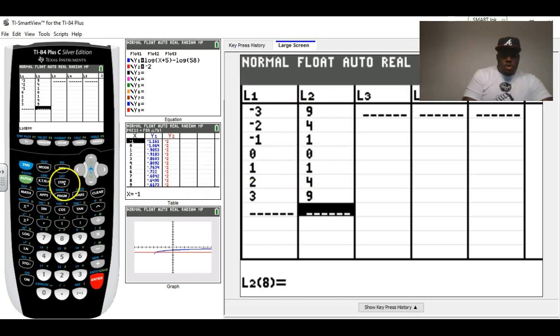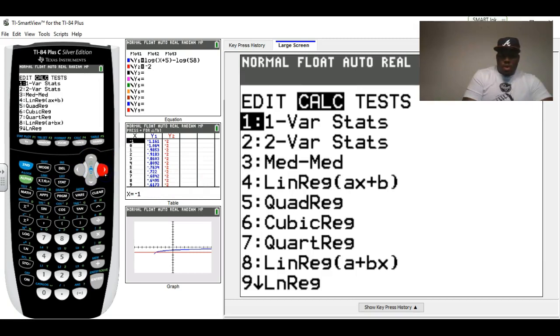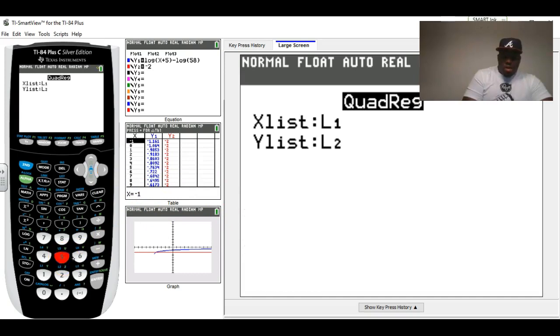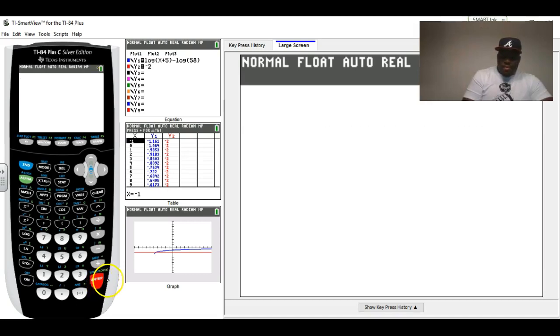Okay, so now let me show you. We press stat again. All right, now we know that this is a quadratic. So we go to calculate. Then we go to quad regression, option 5. All right. And list 1 again. Y is list 1, I mean list 2, excuse me. Press enter until you get to calculate, and then hit enter again.